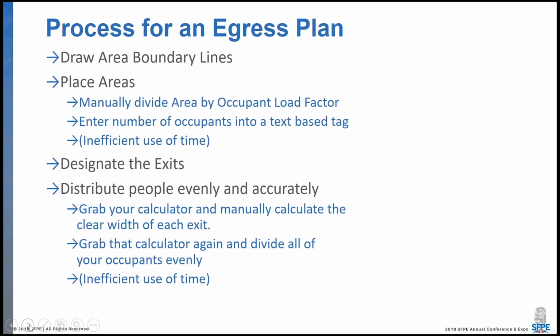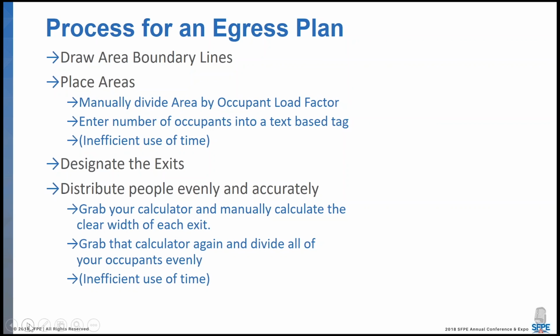So typically for an egress plan, before we have Dynamo, occupants are calculated by dividing an area by an occupant load factor. So here in Henderson, we use areas and we have to draw area boundary lines. This takes up a bulk of our time, and then after that, you have to place areas, and then you have to divide the number by an occupant load factor, and then you put it into a text tag. This is just a really inefficient use of our time, but this is what can be done.